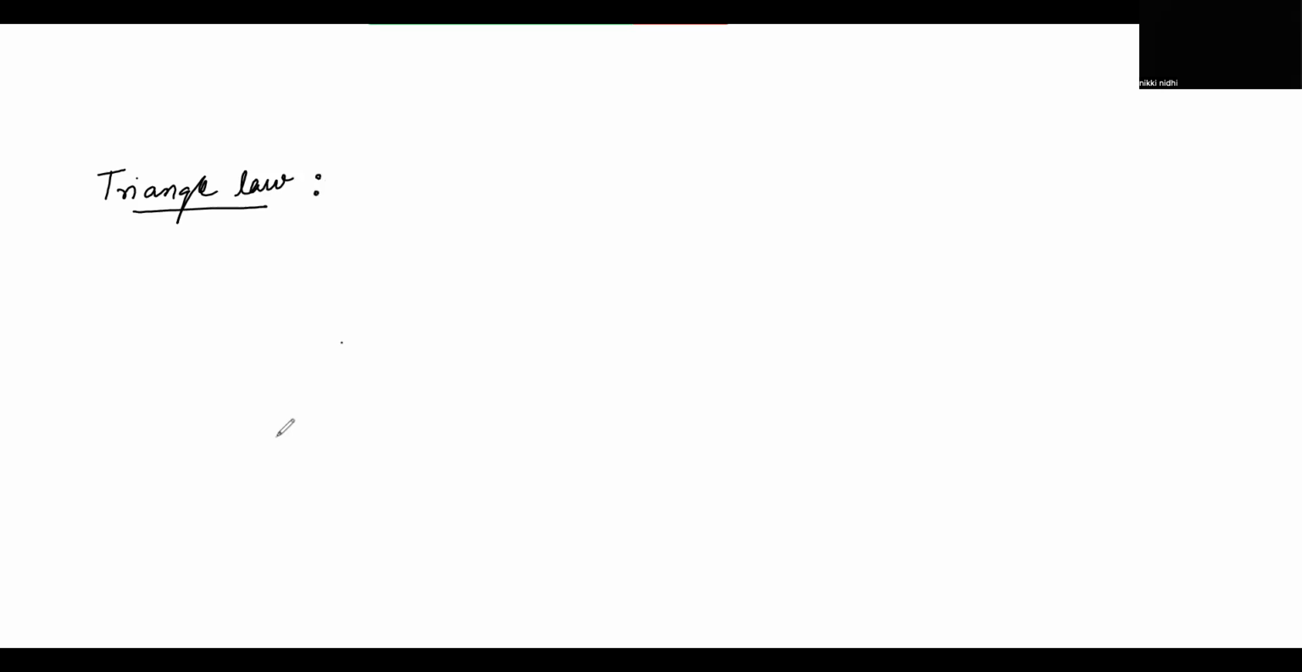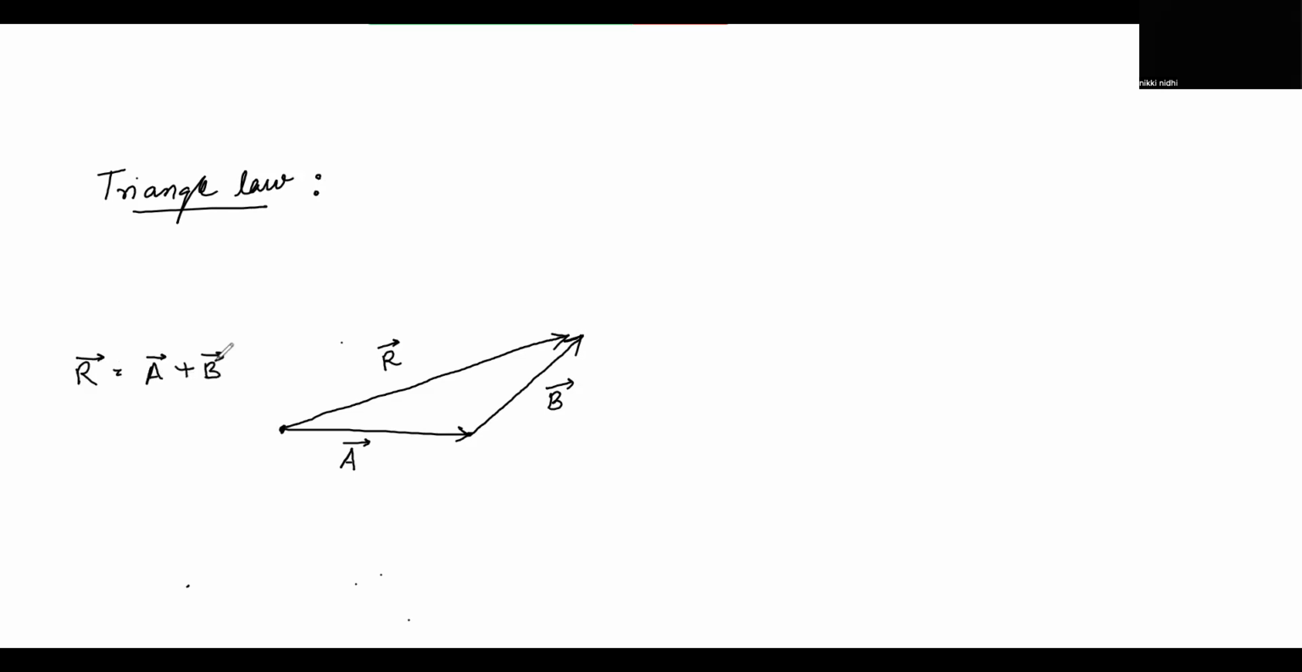Now, a very important thing: the triangle law of vector addition. What does it tell you? It tells you that if there is a vector A such that the head of the first vector coincides with the tail of the second vector, then the resultant is drawn from the tail of the first vector to the head of the second vector. This vector will be R vector, and R vector is equal to A vector plus B vector. Clear with this? No problem.